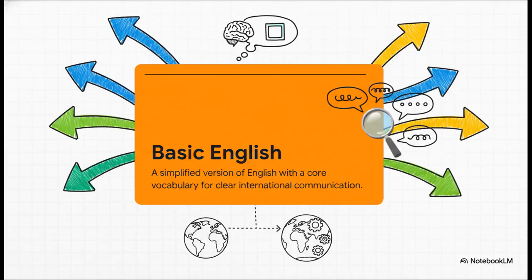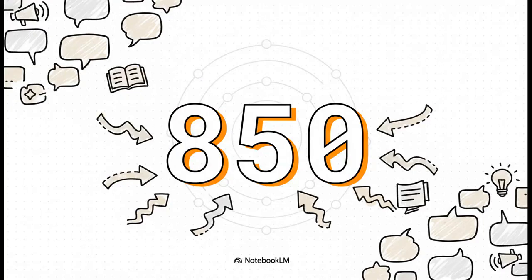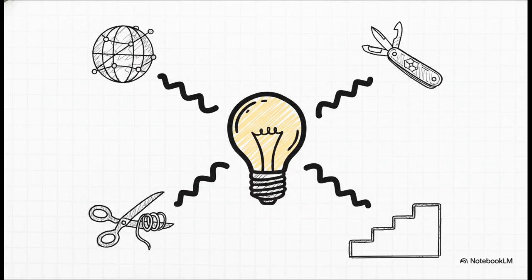Well, Basic English is basically a stripped-down, simplified version of English. It was created with one very specific goal in mind, to be an easy-to-learn tool for clear communication all over the world. And get this, the entire system is built on just 850 words. That's it. Not 8,500, not 85,000, just 850 core words, each one carefully picked to do a ton of heavy lifting. And the thinking behind it is actually pretty brilliant.